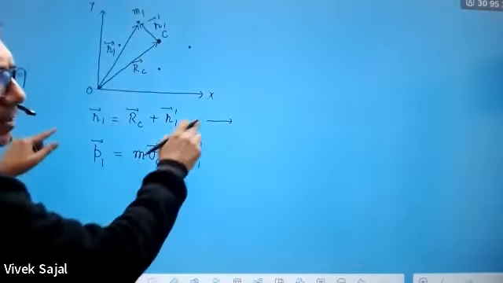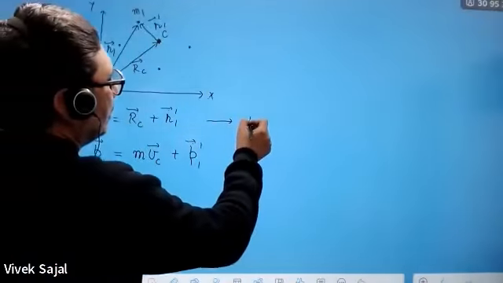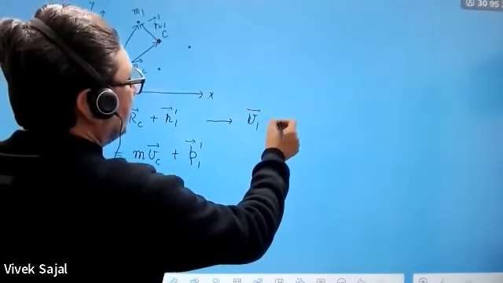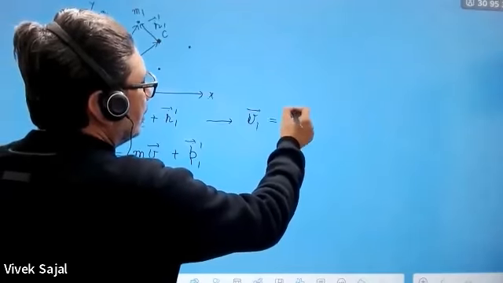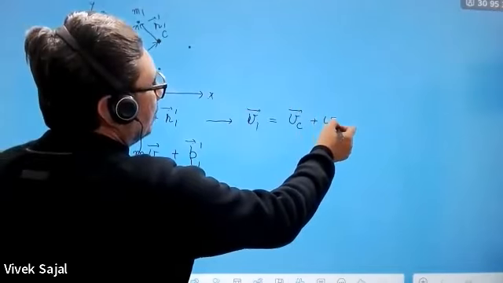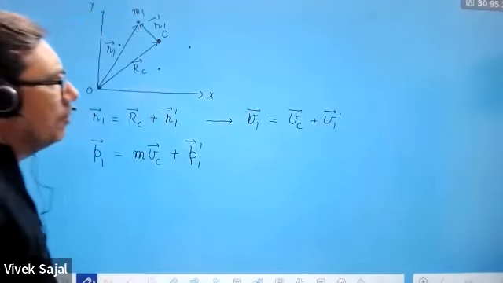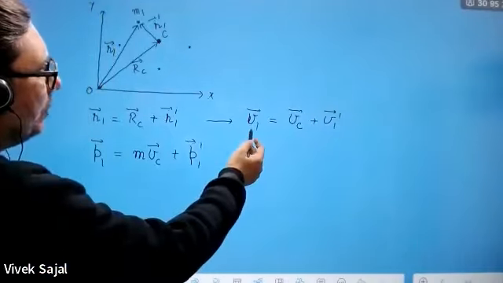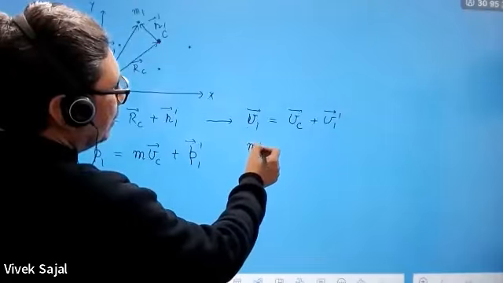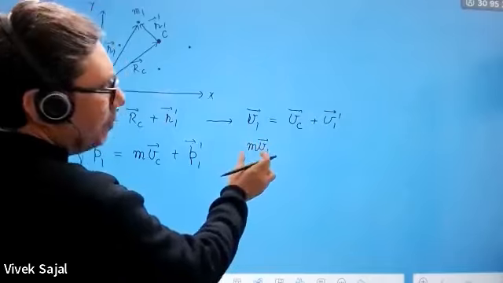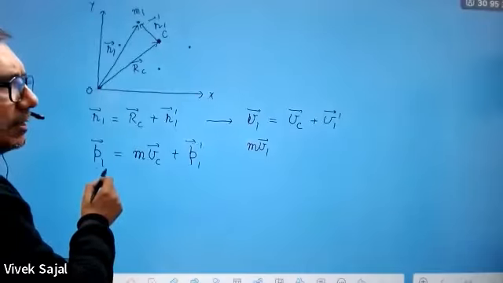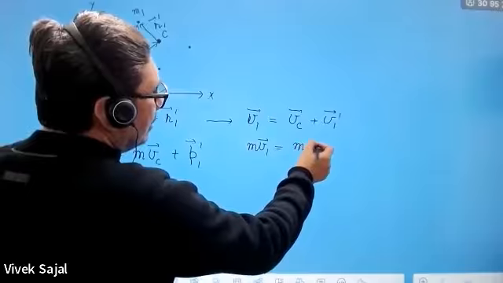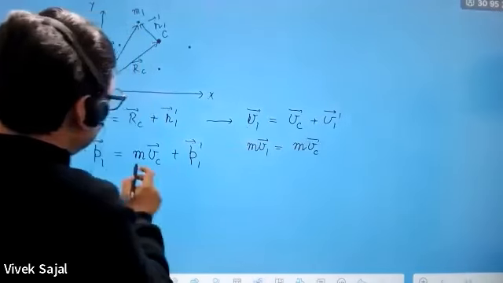So differentiate this equation with respect to time. This will give you V1, which will be VC plus V1 prime. Now multiply this by M throughout. So M into V1 becomes MV1. This is the linear momentum of the particle. I'm writing it as P1. If you multiply here, that will be MVC. It will remain MVC.